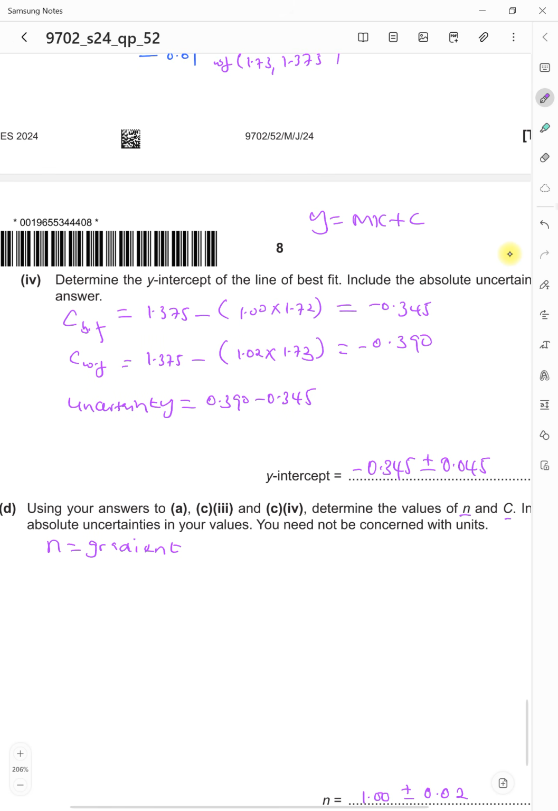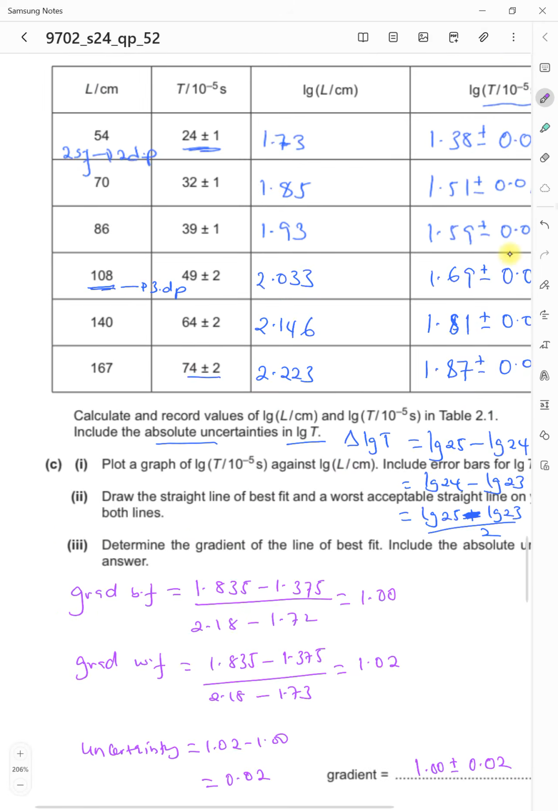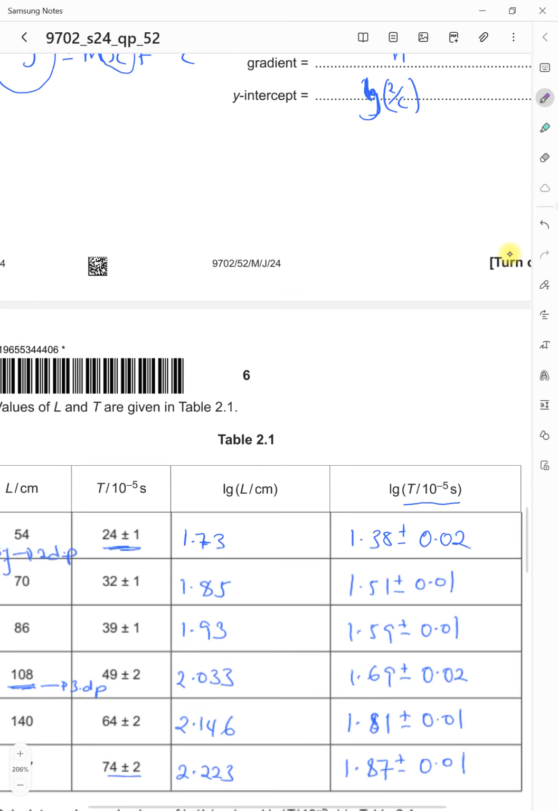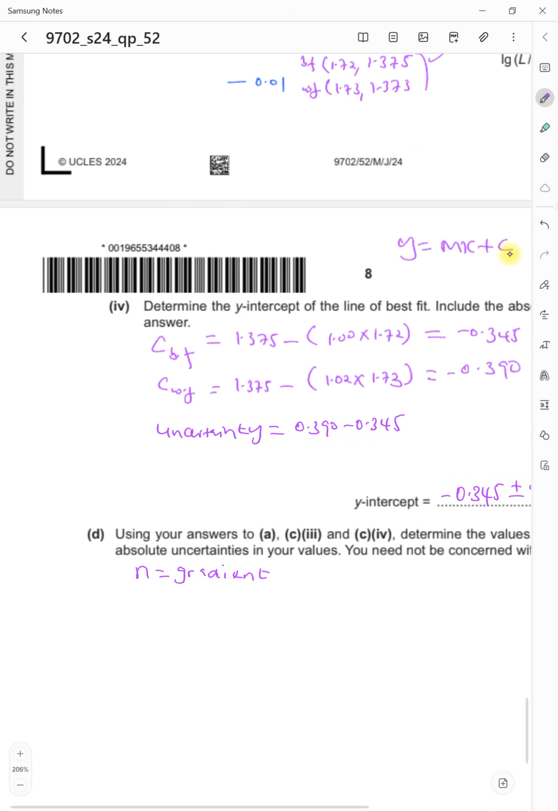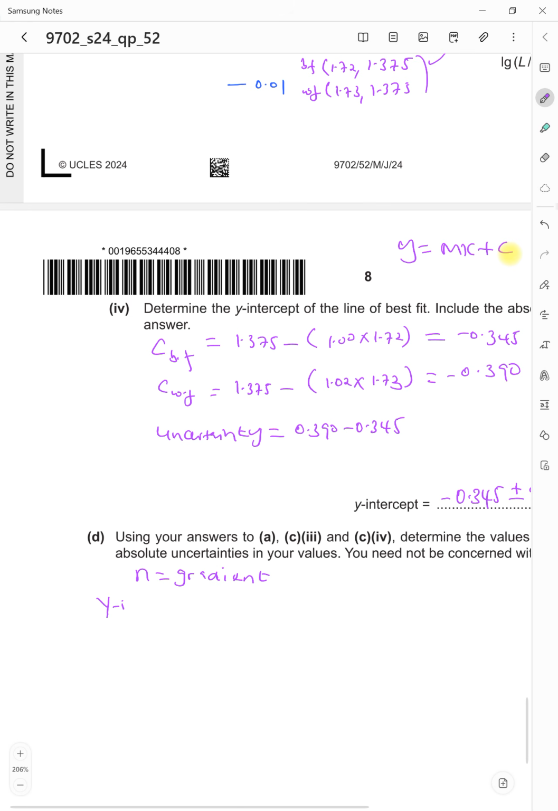Then the next one is C. From our equation from part A, the y-intercept was log 2 over C. The y-intercept was equal to log 2 over C, which means 2 over C is equal to 10 power the y-intercept. That is the antilog. If I want to find C, I get the reciprocal. So C is going to be equal to 2 divided by 10 to the power of the y-intercept.